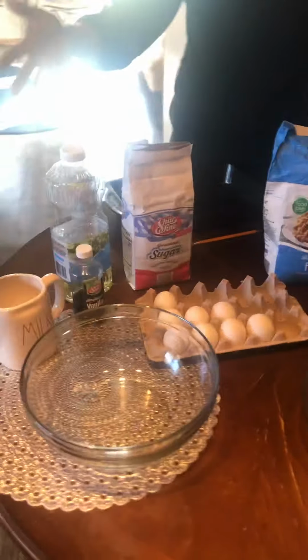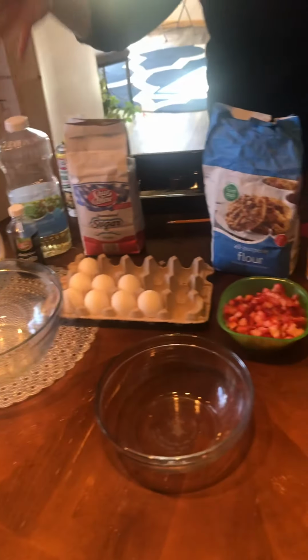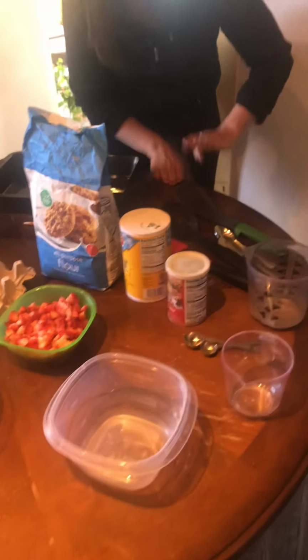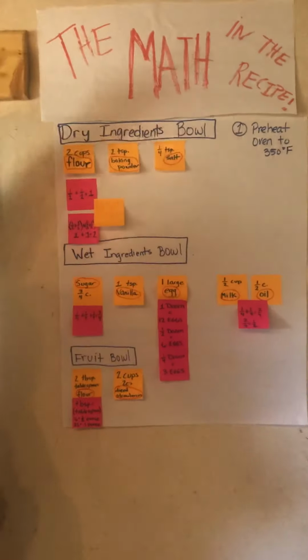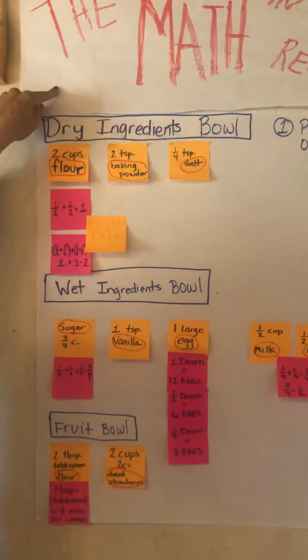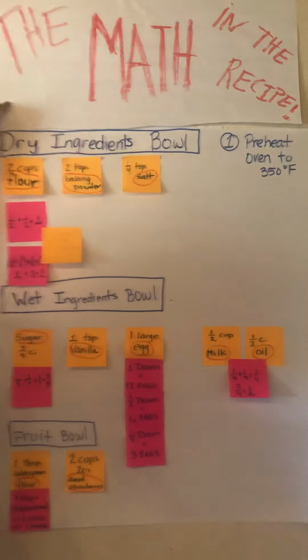So these are the ingredients that we're going to be using today to make strawberry bread. All right, but first of all, the math in the recipe. The math in the recipe. What? There's math in making a recipe?